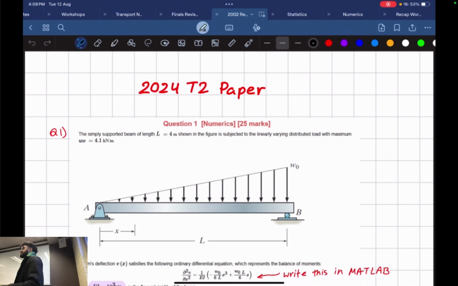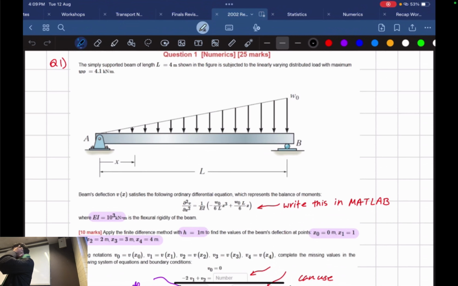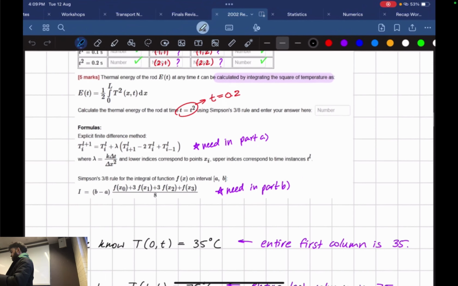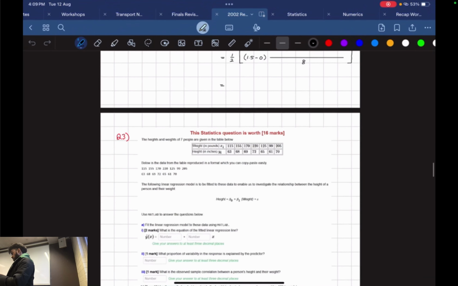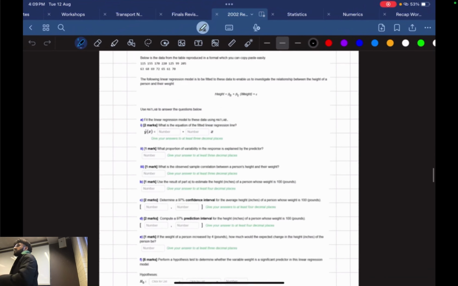So as I already said, I'm going to go over the 2024 paper, term 2, from last year. We had 2 numerics questions last year, both worth 25 marks, and the rest of it was the stats, right? I'll be going over pretty much most of the questions that are given in your Mobius.